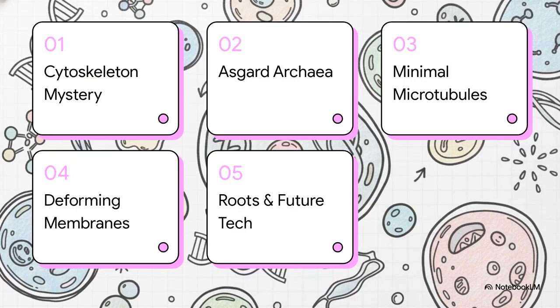Here is our roadmap for today. We'll kick things off with the cytoskeleton mystery. Then we'll meet our primary suspect, the Asgard archaea. From there, we'll dig into the microscopic evidence of minimal microtubules, watch this machinery physically deform membranes, and finally, we'll tie it all together with the roots of life and what it means for future tech.